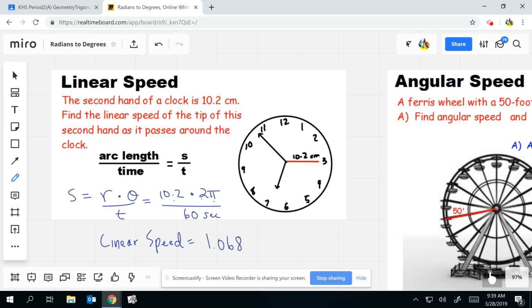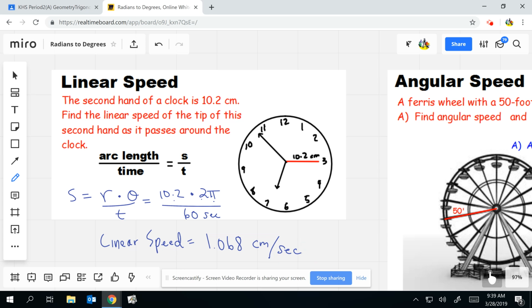It feels good when you get an answer, but if you don't know what that answer means, what good does it do you? So what is 1.068 telling me? What are the units? Good, centimeters per second. That's how many centimeters that second hand goes every second.